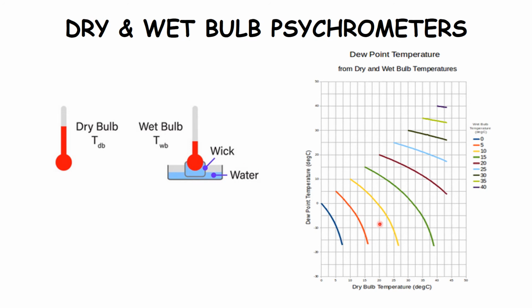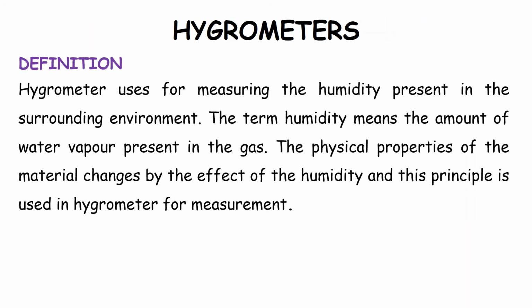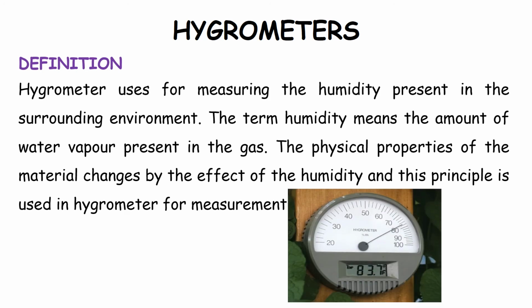Now, these are the readings that are going to be obtained with the help of the dry bulb temperature in degrees. Now, these are the different degrees which tell you about the dew point temperature in centigrade. Moving on to the hygrometers. A hygrometer is used for measuring the humidity present in the surrounding environment. The physical properties of a material change by the effect of humidity, and this principle is used in the hygrometer for the measurement. Now this is how a hygrometer looks. As you see here, it's used to measure humidity in meteorological areas.